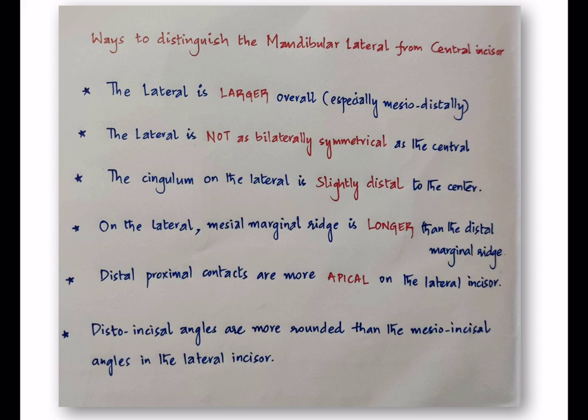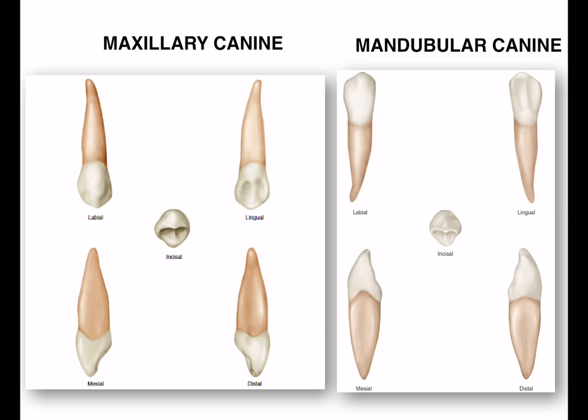So these are the other ways to distinguish between mandibular central and the lateral incisor. So moving on to the canines. Whenever we talk about canines, you need to know one thing. There are totally 4 canines, 2 maxillary and 2 mandibular.